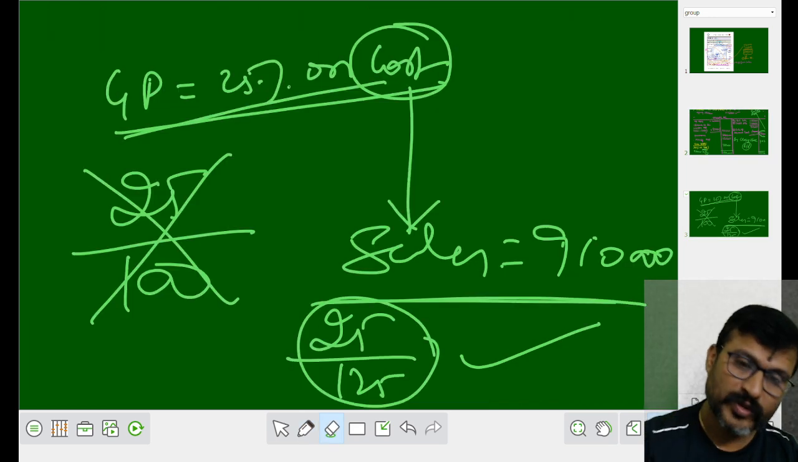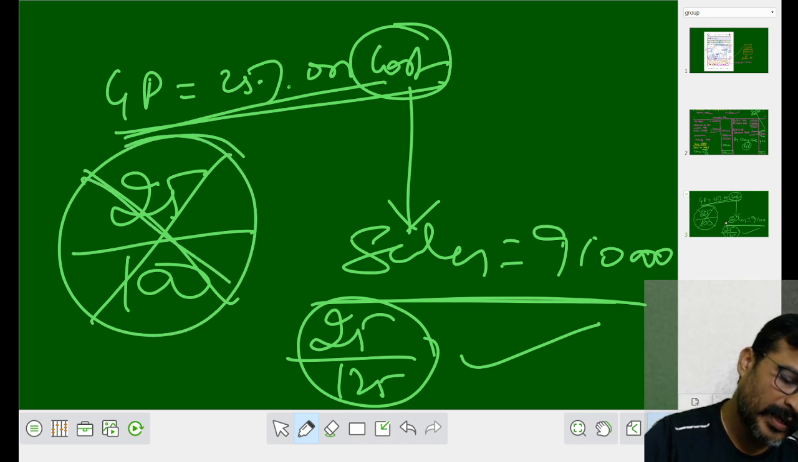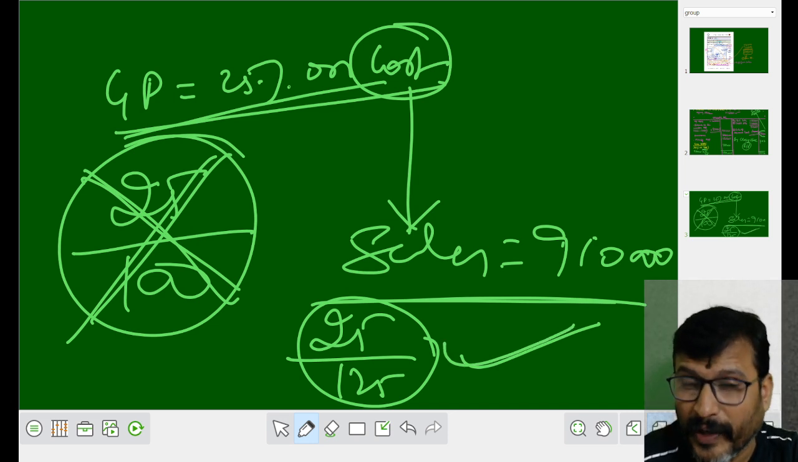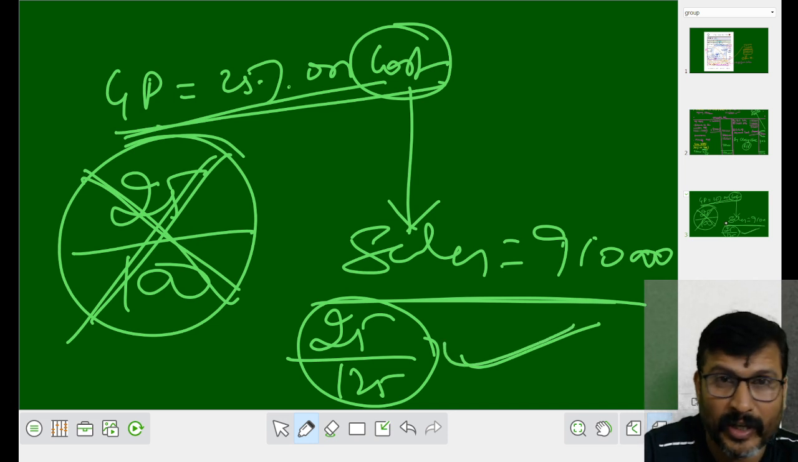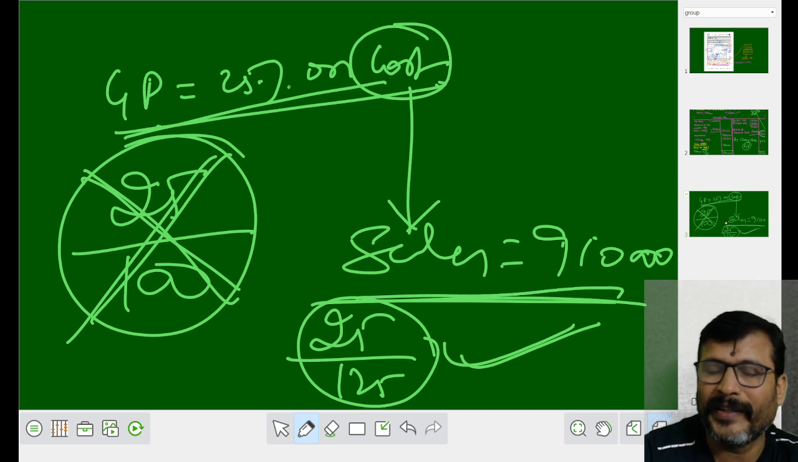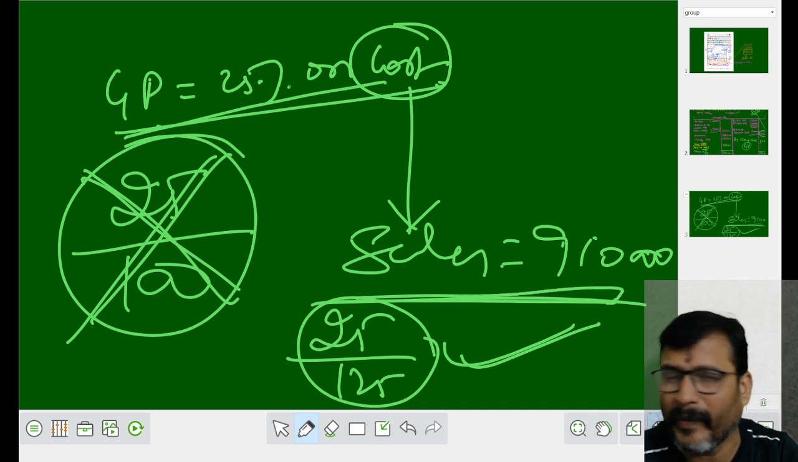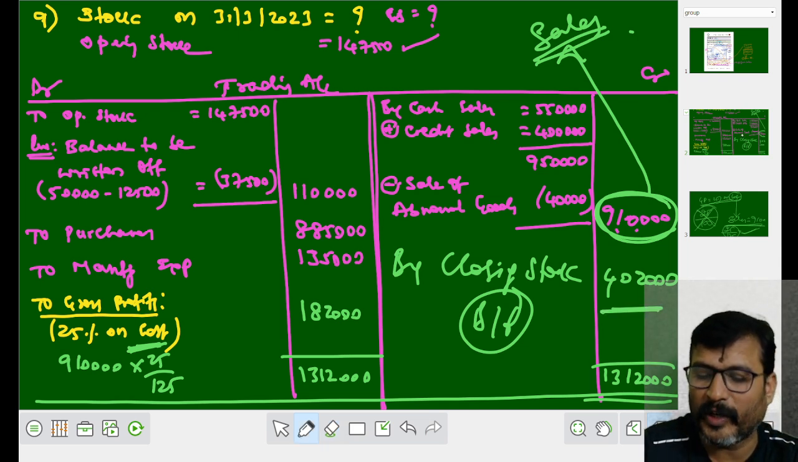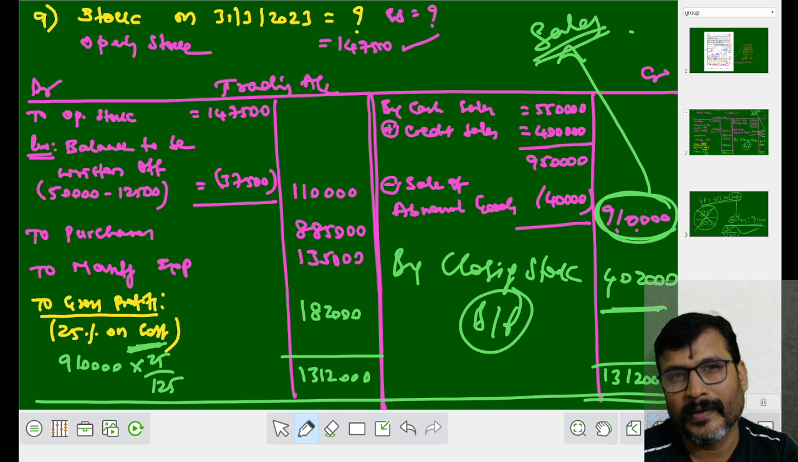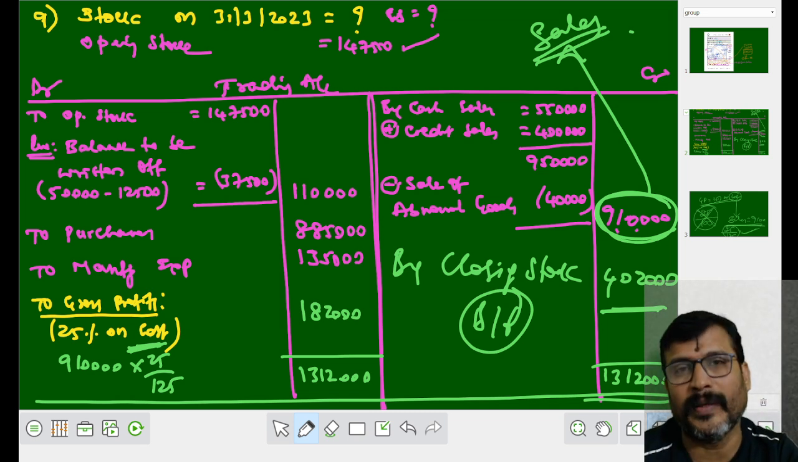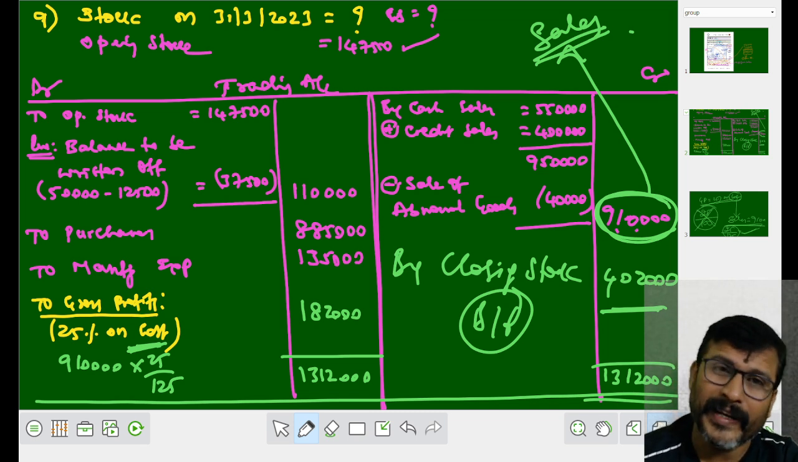Really, my dear students, did you understand why Sudhakara didn't take 25 by 100? Why has he taken 25 by 125? Because profit is given on cost, but we have sales. When there is a mismatch, we have to take 25 by 125. Got it right? This is how we have to ascertain the value of stock. In the next video, we are going to solve different types of problems under inventory valuation.